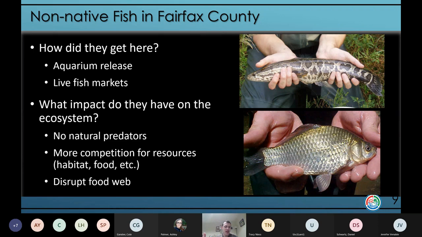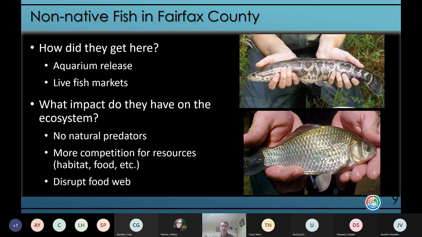Snakeheads can actually crawl on land for short distances and breathe air for short periods of time. So people probably let them live out in a pond, not knowing that these fish could just crawl away into a stream whenever they really wanted to. That's probably how so many of them have gotten into our environment.